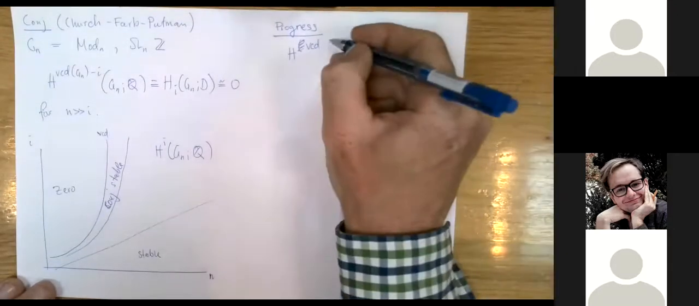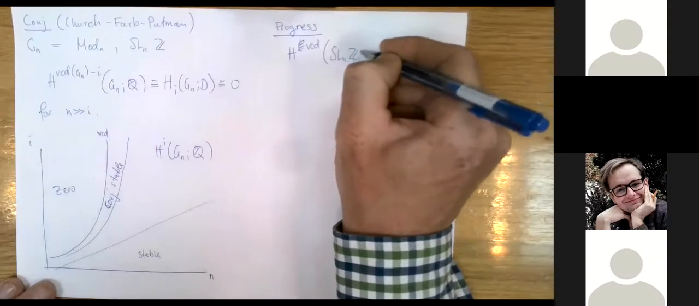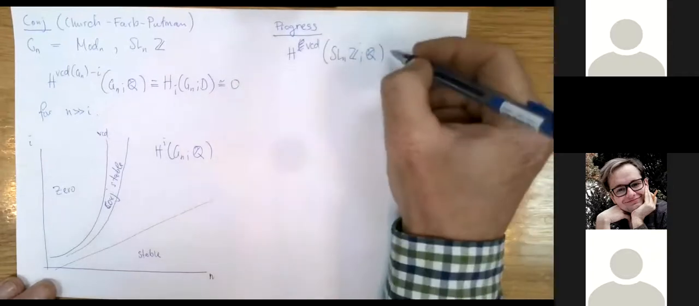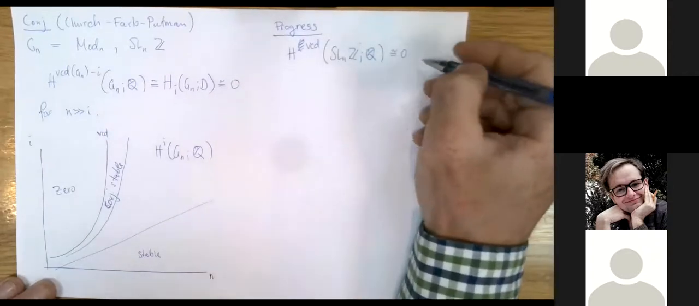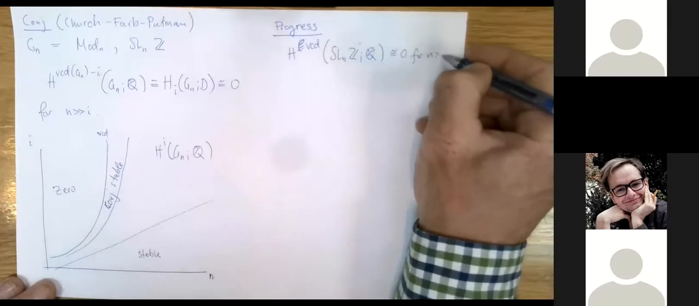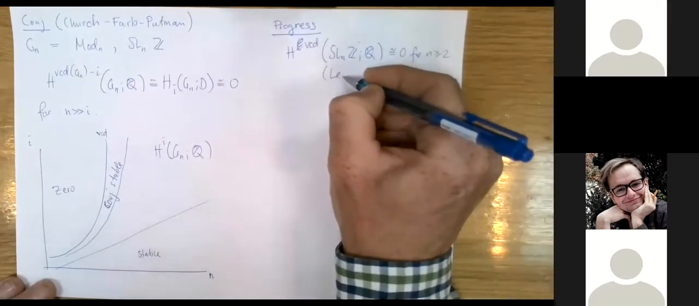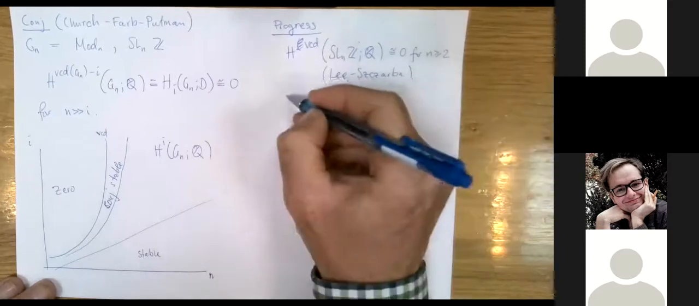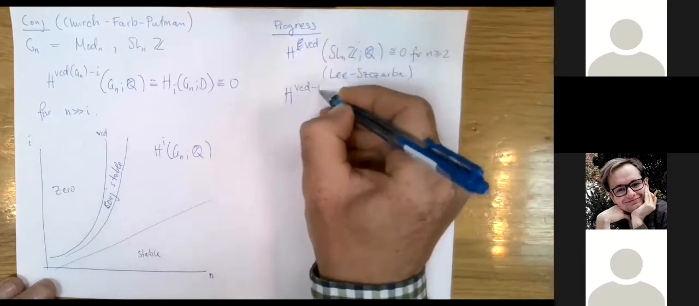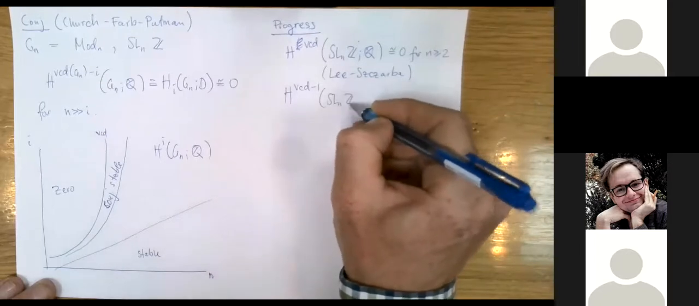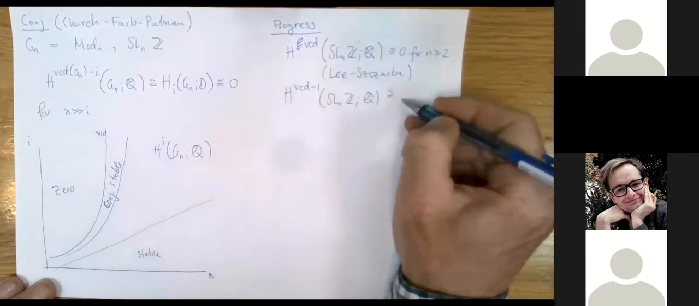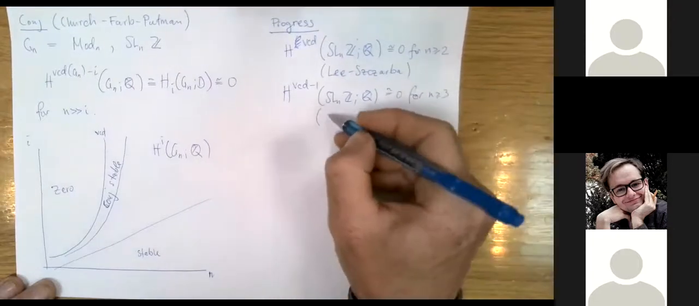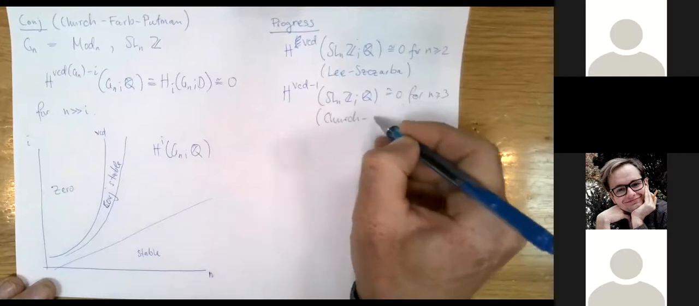So the progress has been that for SL_n(Z), in the virtual cohomological dimension, this is 0 for n at least 2. This is by Lee and Szczarba in the 70s. And then in codimension 1, this is also 0 for n greater or equal to 3. This is more recent progress by Church and Putman.